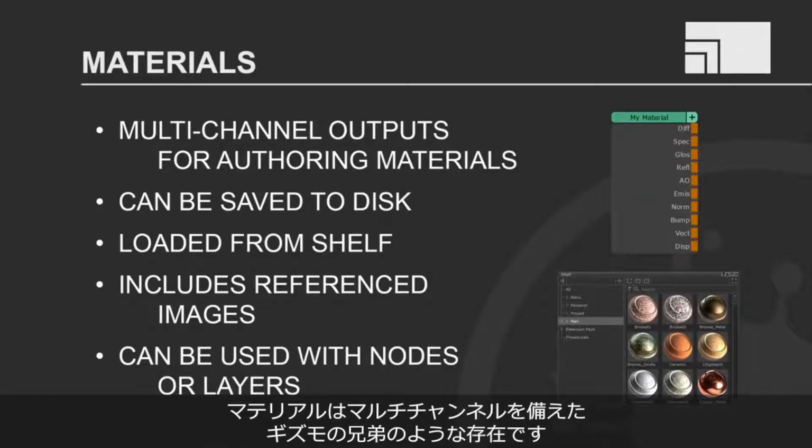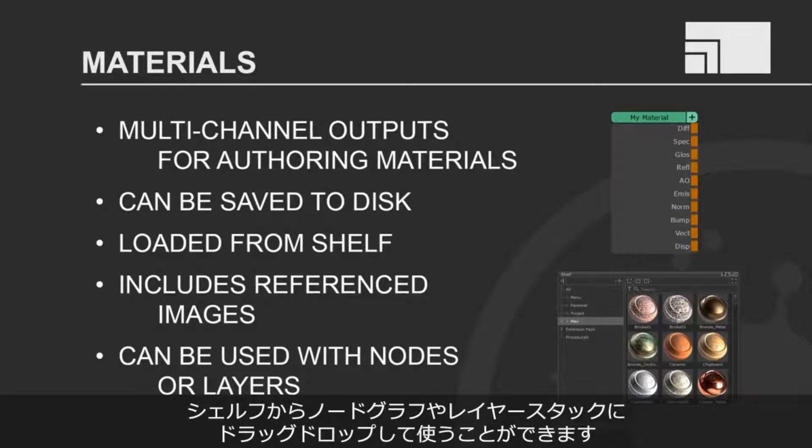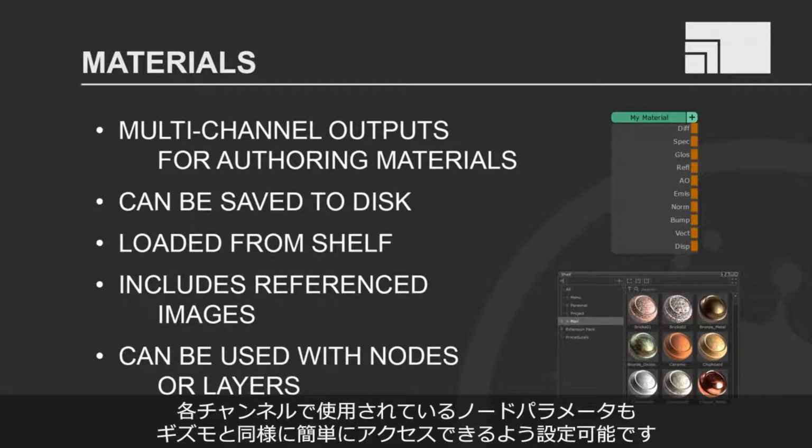Mari materials are the monolithic, multi-channel big brothers to gizmos. They live in your shelf and can be applied to either your node graph or layer stack, and they output preset textures for your material channels like base color, roughness, height, and so on. Just like gizmos, they can have exposed properties, easy to reach and easy to adjust.